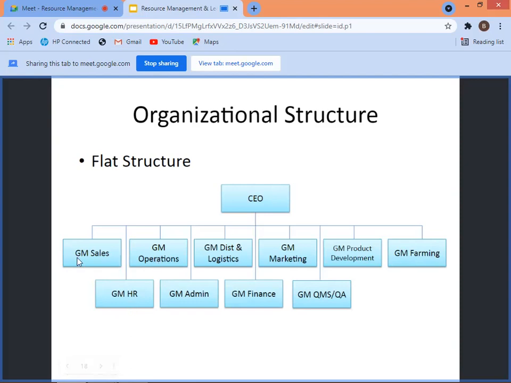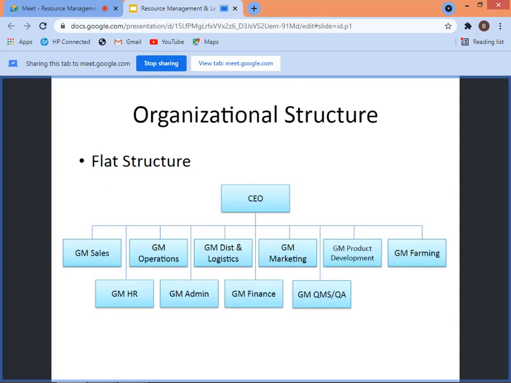Imagine the company that I worked for previously was having 30,000 employees. Can you imagine that across the Middle East? That's a huge, huge organization. GM admin, GM finance, etc. They all report to the CEO. It's easy to propose to the CEO. That's their advantage.